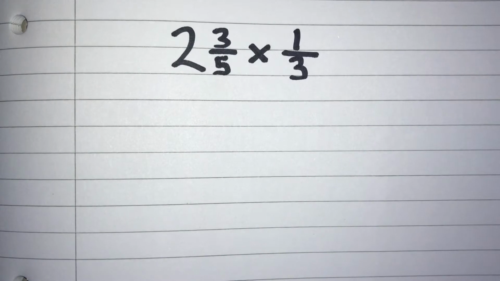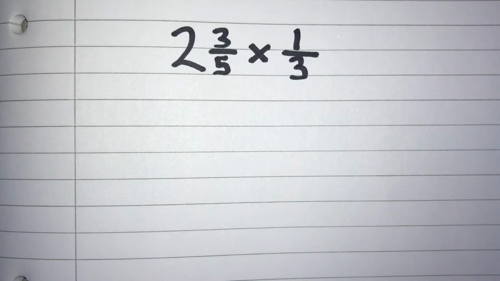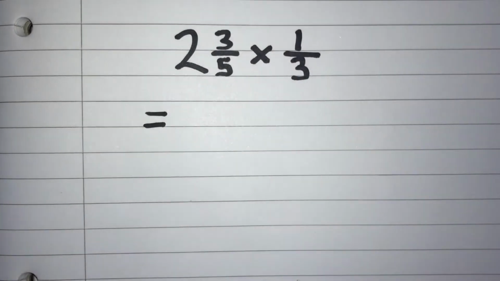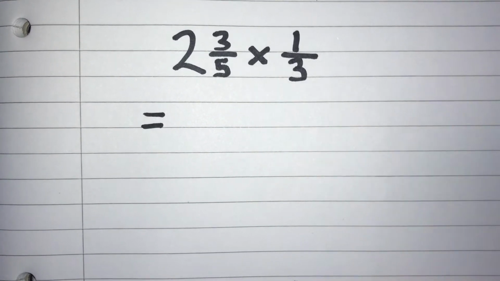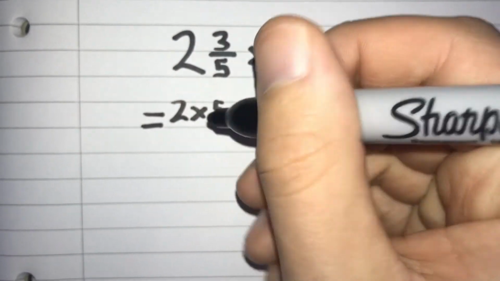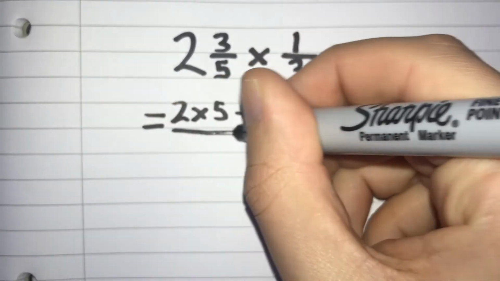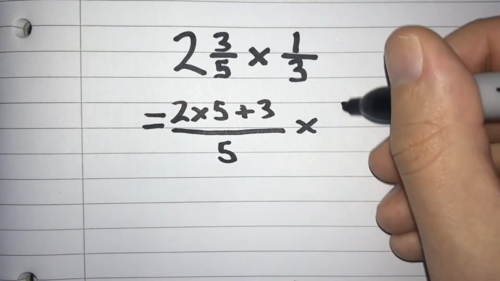Well, to do this, we first of all want to turn our mixed number into a top-heavy fraction. That's a fraction where our number on the top, our numerator, is bigger than our number on the bottom, our denominator. So we need to think, well, that 2 means 2 whole ones. Well, 2 whole ones is going to be 2 lots of 5/5. So on the top, we can do 2 multiplied by 5, and we add on 3 because that's the numerator we've already got. And it's all going to be over the same denominator of 5 and multiplied by 1/3, of course.